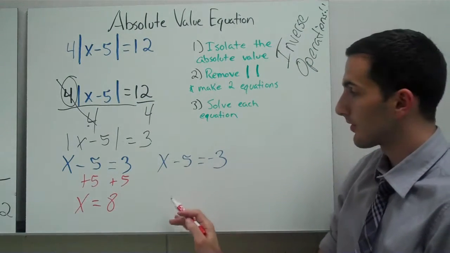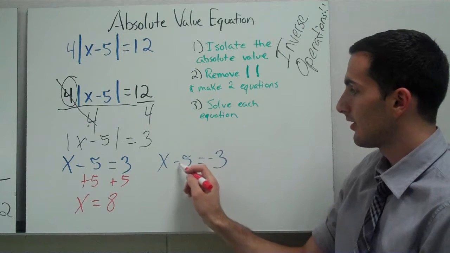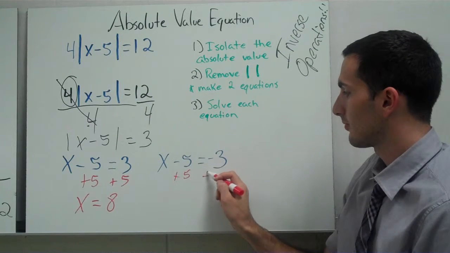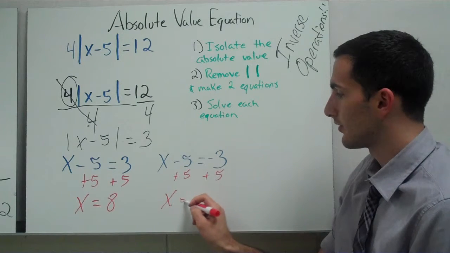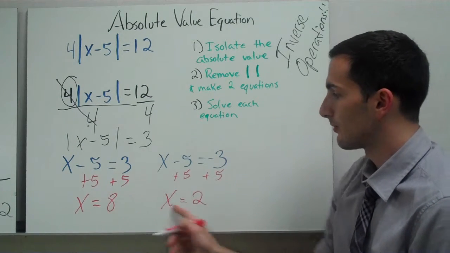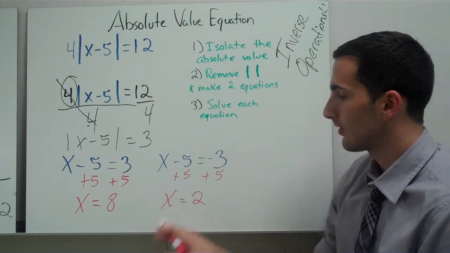Over here I'm going to do the same thing. I have x minus 5. The inverse of minus is plus. Plus 5 on both sides. -3 plus 5 is going to give me 2. And those are my two answers. So x could equal 8 or 2.